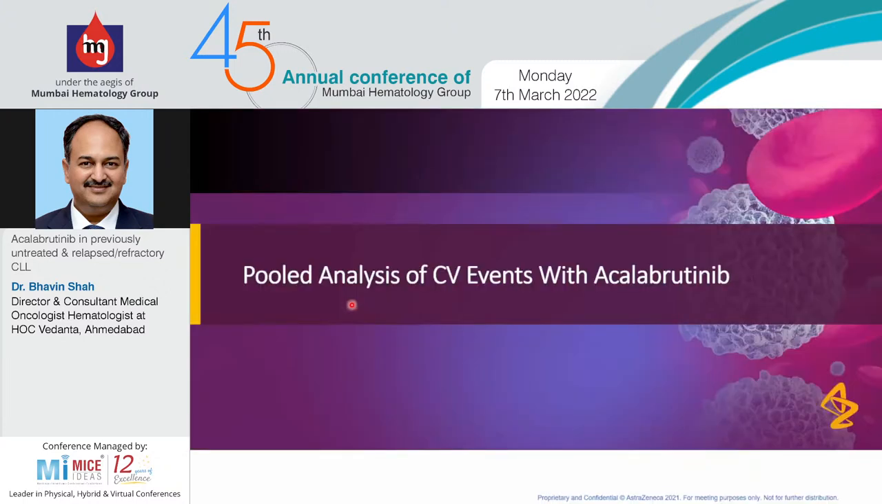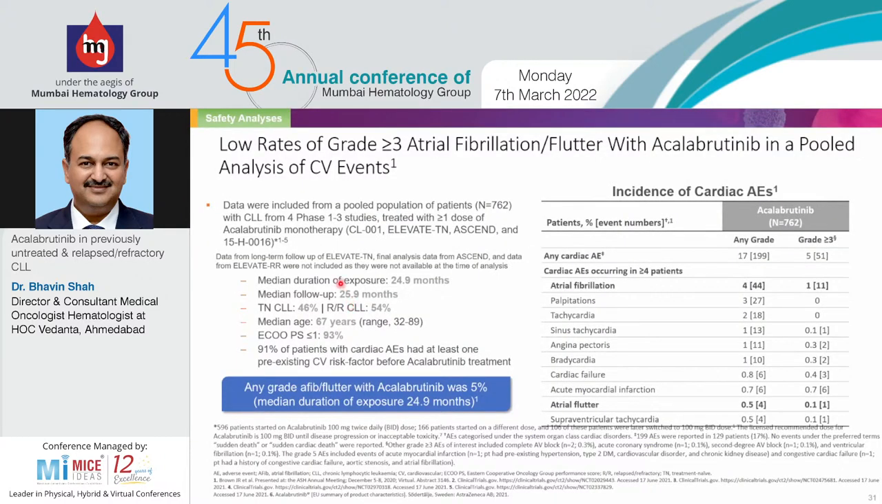Now, we are going to discuss the pooled analysis of cardiovascular events with acalabrutinib. In this pooled analysis, four phase 1 to 3 studies of patients treated with one or more doses of acalabrutinib were evaluated. There were around 762 patients, and any grade atrial fibrillation and flutter with acalabrutinib was 5%, with a median duration of exposure of around 24.9 months. In this whole cohort, grade 3 or more toxicity is almost 1% or less.